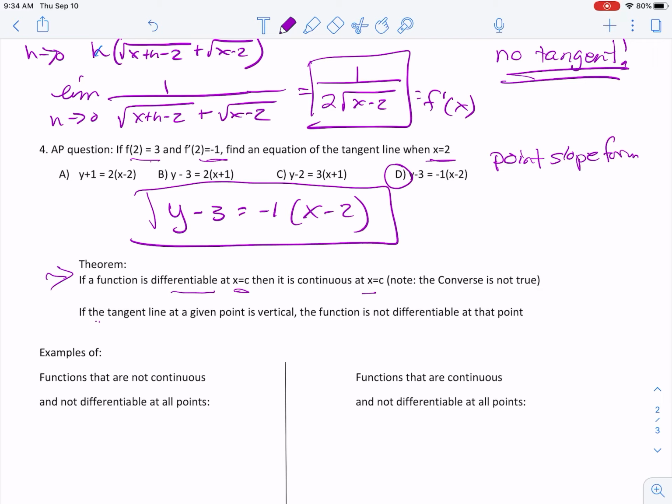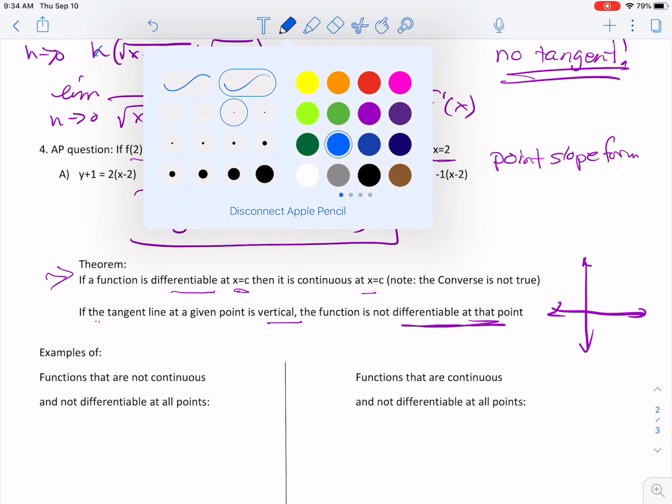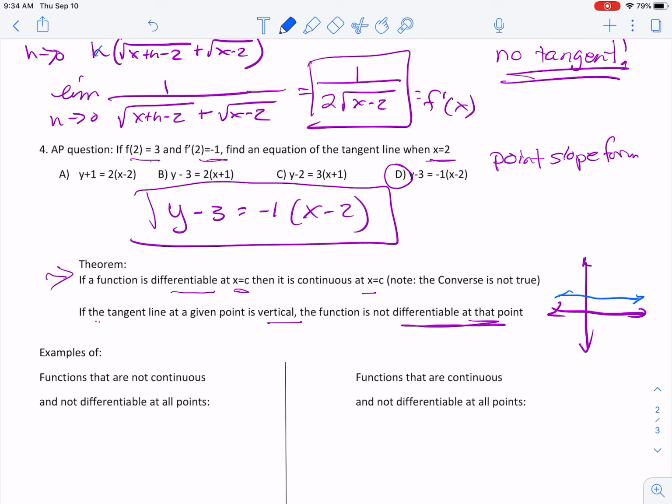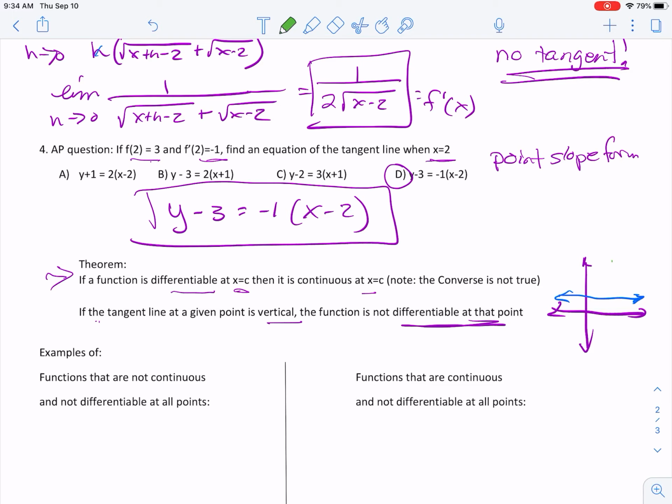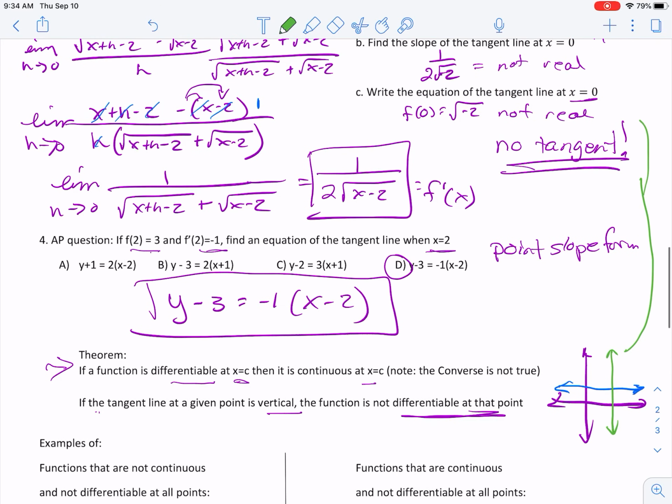And here it says if a tangent line at a given point is vertical, the function's not differentiable at that point. Remember, derivatives are slope, okay? If I'm graphing lines, and I have a horizontal line, its slope is 0. 0 is a number on the number line, that's peachy. If I have a vertical line, its slope is undefined. Slope is derivatives, so there's no derivative if it's undefined. Hence, that was our problem up here. We ended up with something that wasn't real, so the slope doesn't exist.